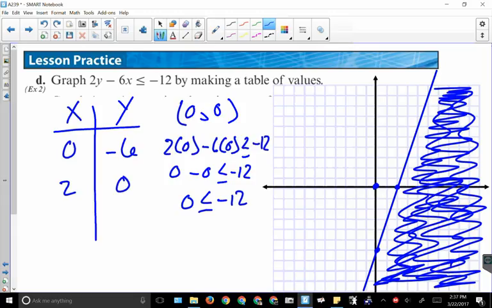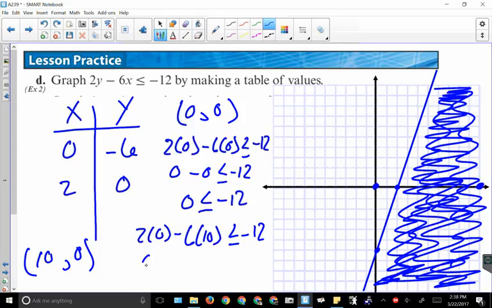So, let's check. Say I choose the point, x is going to be 10, y is going to be 0. Because that's over here in the shaded area. So if I go and put in 2 times 0 minus 6 times 10, is that less than or equal to negative 12? Well, that would be 0 minus 60. Less than or equal to negative 12. So is negative 60 less than or equal to negative 12? And that is true. So we have shaded in the correct spot.